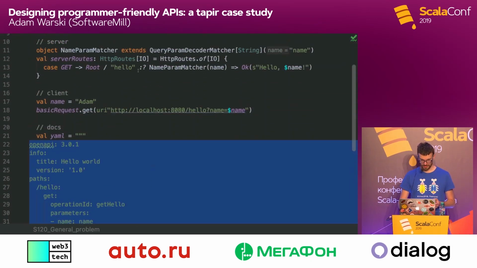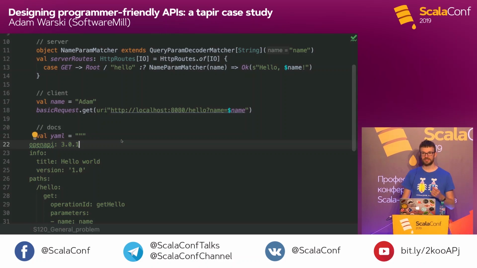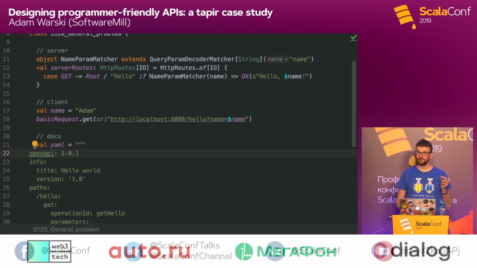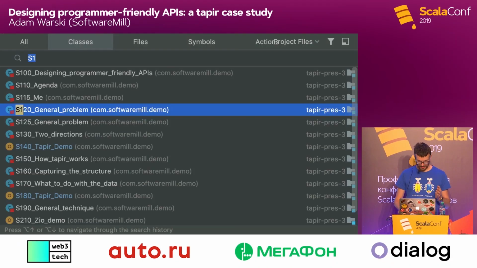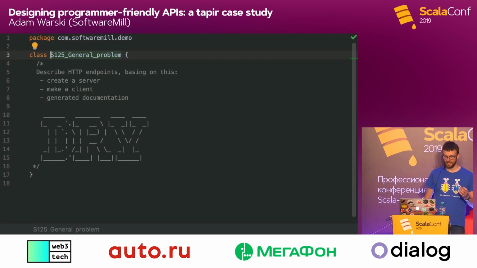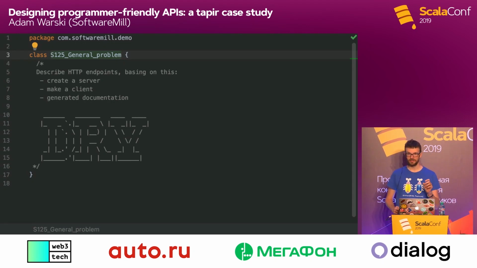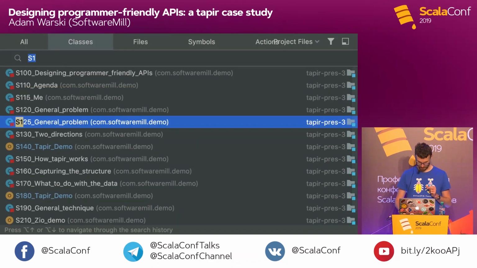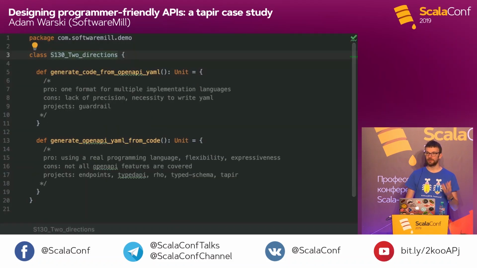So all these three snippets of code over here, they all describe the same API, which is a hello world endpoint, right? So if we want to write a server, a client, and docs, we have to write three pieces of code, but we don't like repeating ourselves. So that's the problem we would like to solve, right? We don't want to repeat ourselves. So we would like to describe an endpoint using generic code, from which we can then derive a server, a client, or documentation. And we can do it using two approaches.